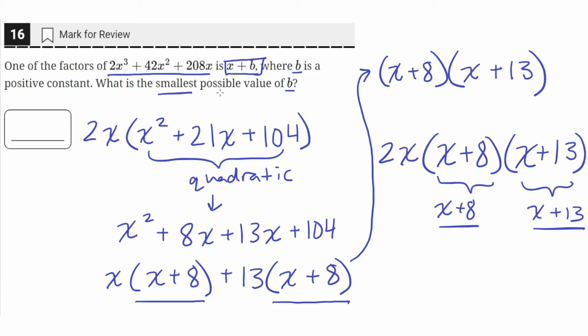And the question asked us for the smallest possible value of b. So b can either be 8 or b can be 13. But we need the smallest possible value of b, so we'll choose 8 as our answer. So the answer is 8 for the smallest possible value of b.